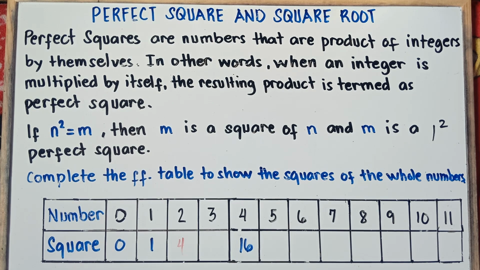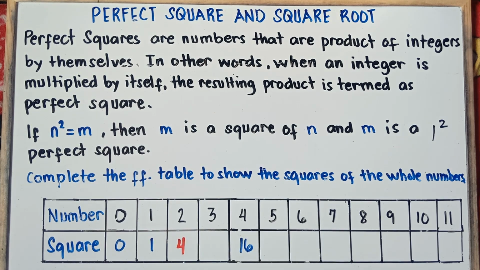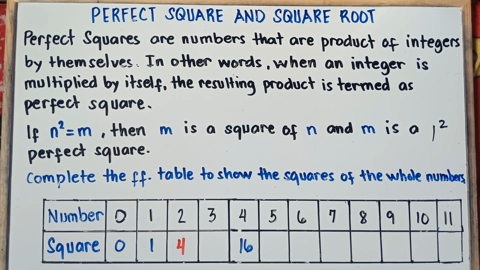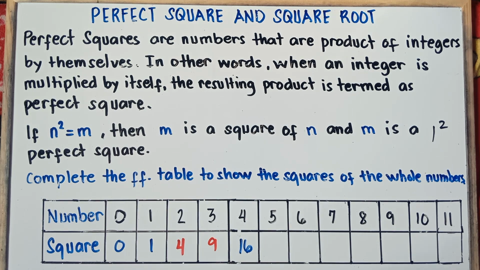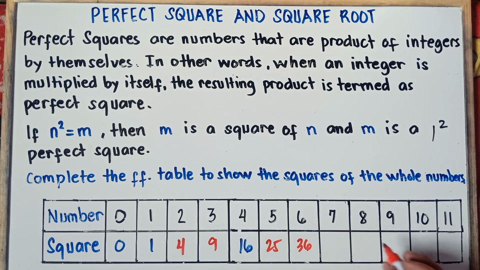Alright, let me just write it in red, class. Our answer is 4. And for 3, class, the square of 3, what's the answer? That's correct. 3 squared means 3 times 3, and that is 9. How about for 5, class? The square of 5, what's the answer? 5 squared means 5 times 5, and that is 25. For 6, that is 36. For 7, 7 times 7 is 49. For 8, that is 64. For 9, 9 times 9 is 81. And for 10, 10 times 10 is 100.